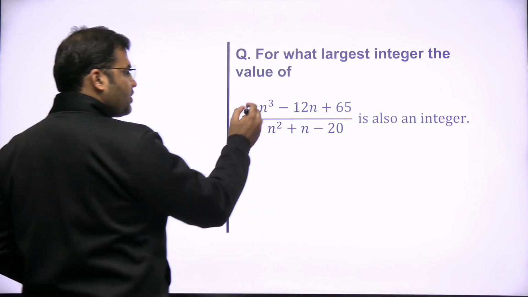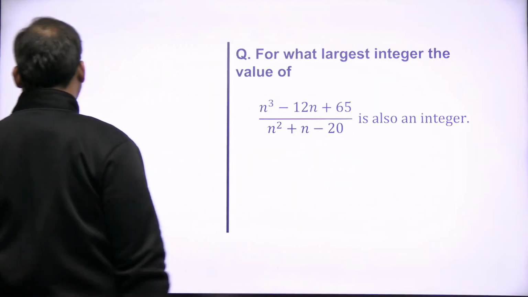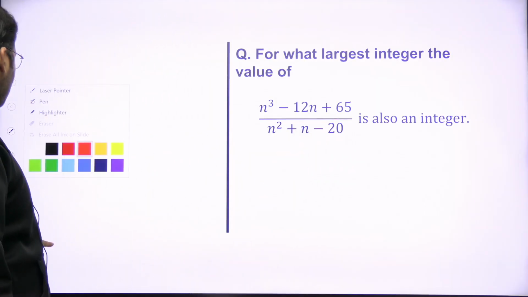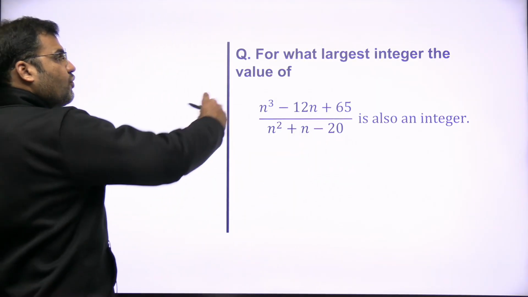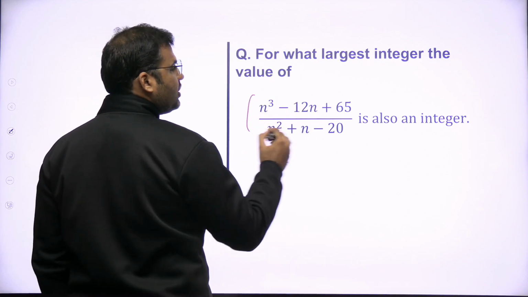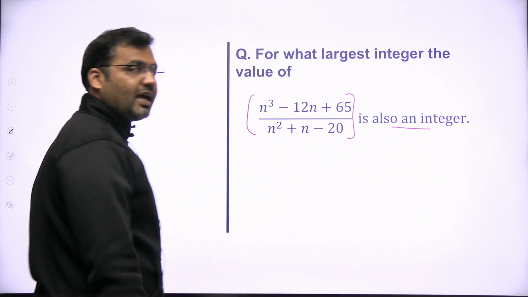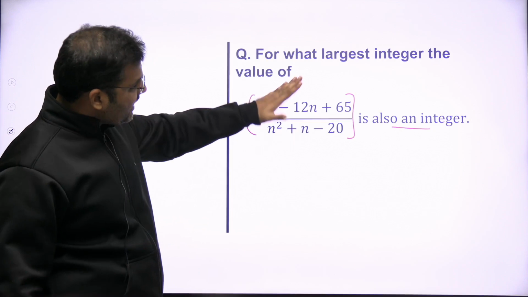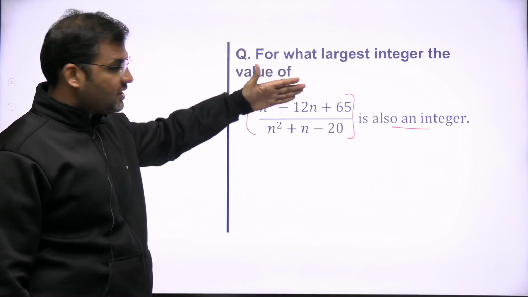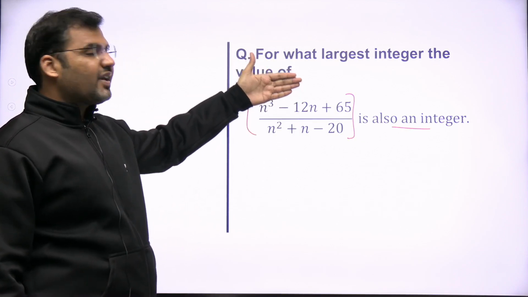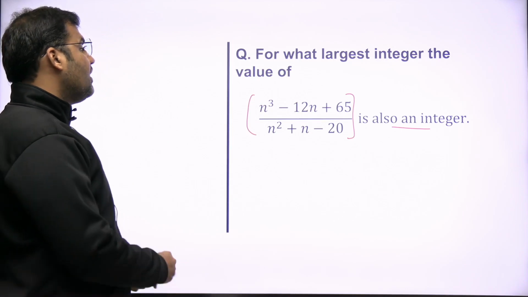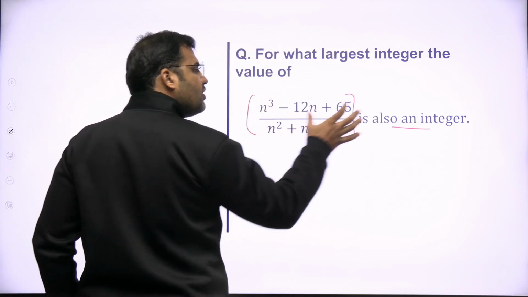Now let's look at this question, guys. This question is from the topic of algebra. Now let's have a look at it. It says, for what largest integer is the value of this also an integer, guys, right? Now you can see that this is an algebraic expression, or you can say a fractional algebraic expression, where we want this number to be an integer.